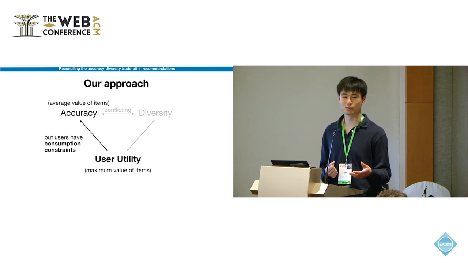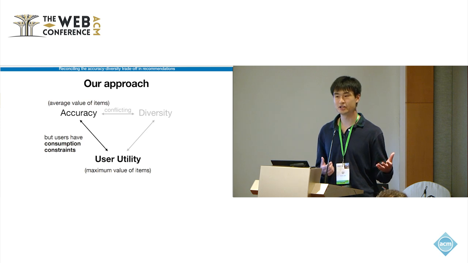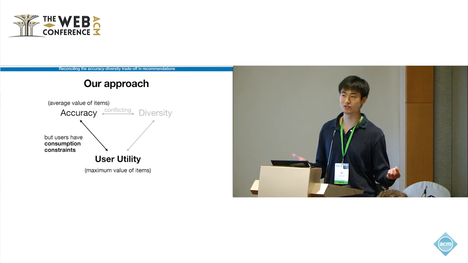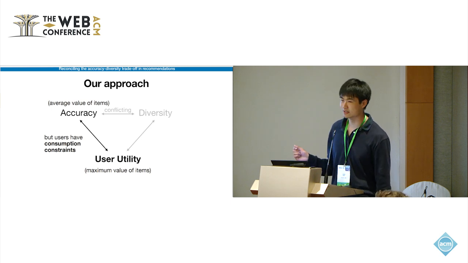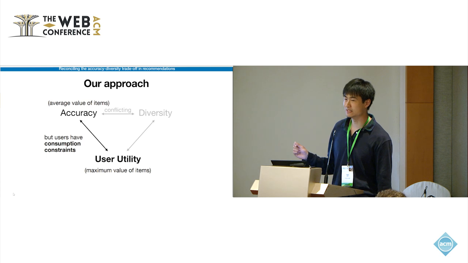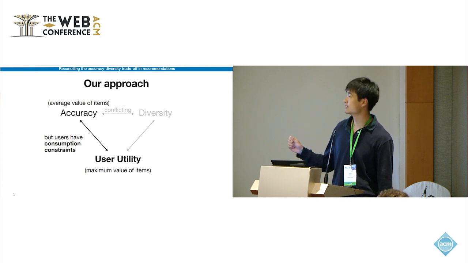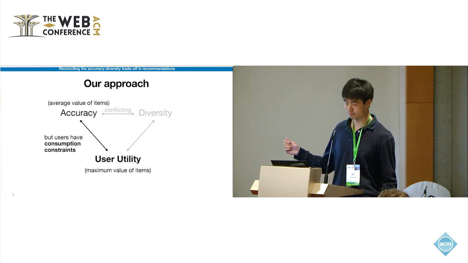And the reason is that when we're shown a set of recommendations, usually we only want to use one of them. If I show you a set of different movie recommendations, oftentimes you'll only pick one movie. If I give you a set of restaurant recommendations, you'll probably only go to one restaurant that day. As a consequence, when shown a set of recommendations, usually what we really care about is the maximum value of items, instead of just the average value.